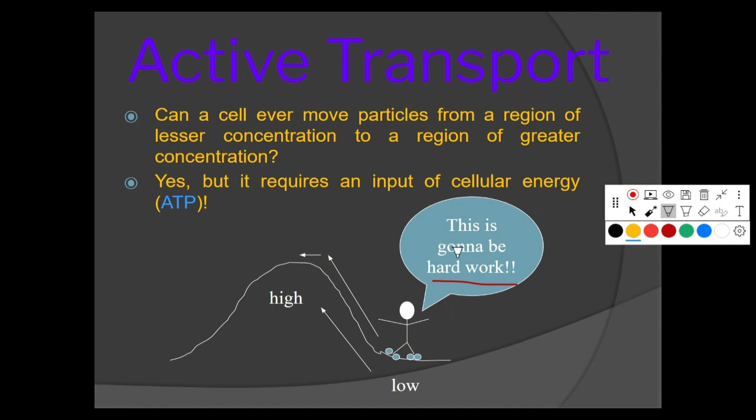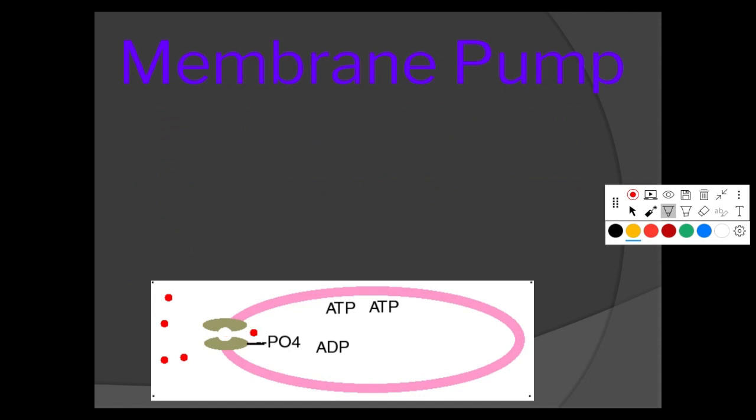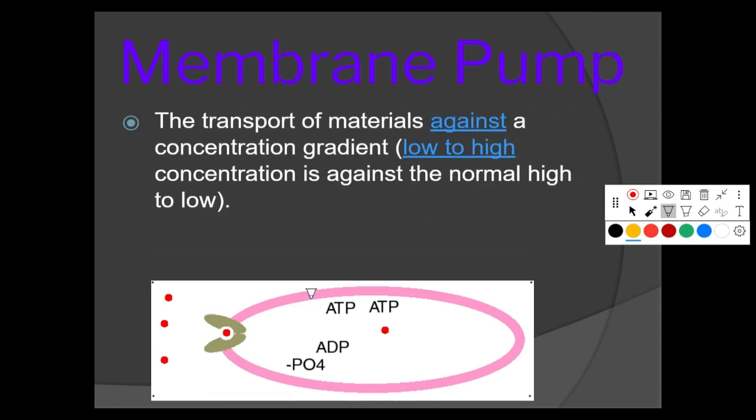Remember, we talked about ATP last time. Whenever you're thinking of ATP, you can think of it as the currency of the cell. If you do anything, you need to pay for it in ATP, right? And in this case, if you're going against a concentration gradient from low to high, you're going to need ATP for that. So here we have an example of a membrane pump.